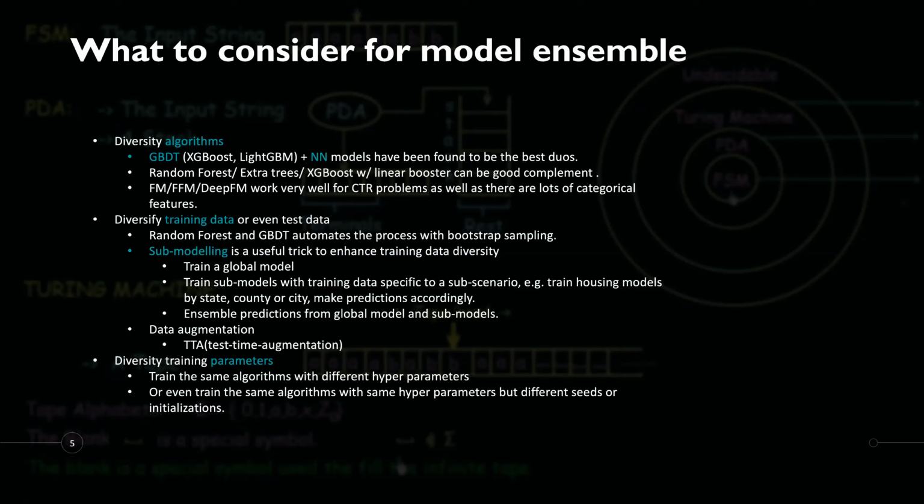Another way to diversify the training data is called submodeling. So what does that mean? Imagine you're working on a housing price model for the United States, right? And it's not hard to imagine that the patterns for housing price may vary from one place to another, right?